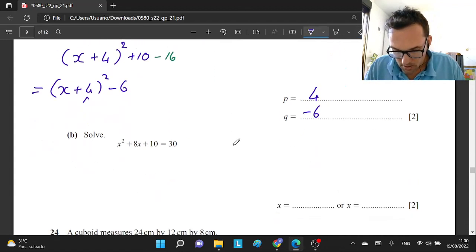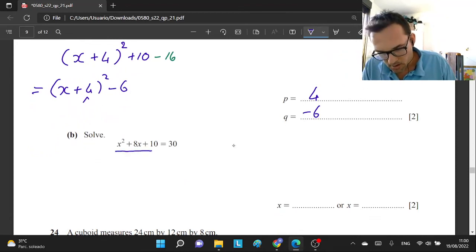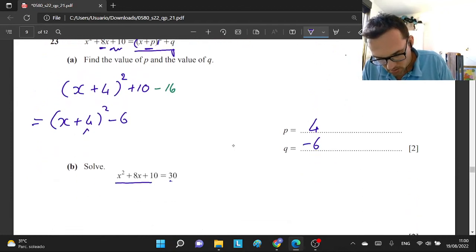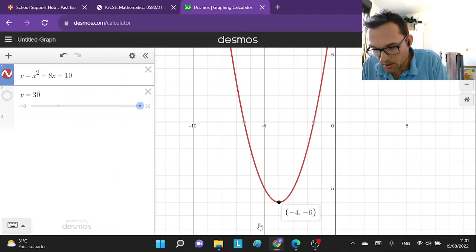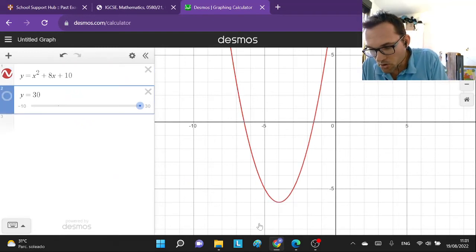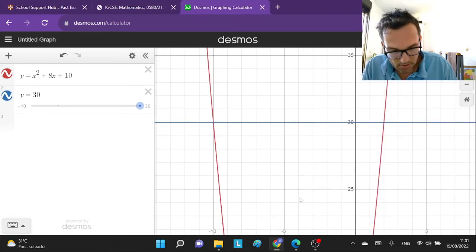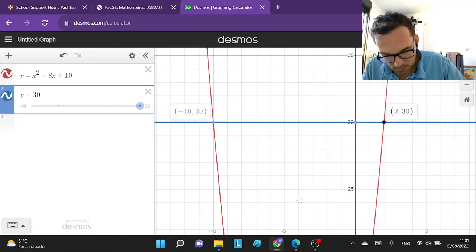Next one is solve this thing. So you see, this is all the same as they've given us before. Only thing they've changed now is they set it equal to 30. We could say that is y. Y equals x squared, because this is what I've done here. I've drawn the graph. Let's go back here. I've drawn the graph of y equals x squared plus 8x plus 10. If we draw then where y equals 30, because that's what we wanted, we'll have a line that crosses our graph at 30, and bam, there and there.